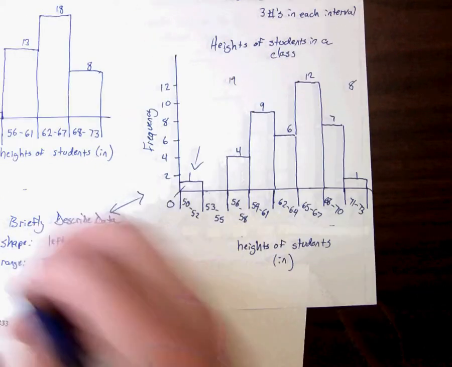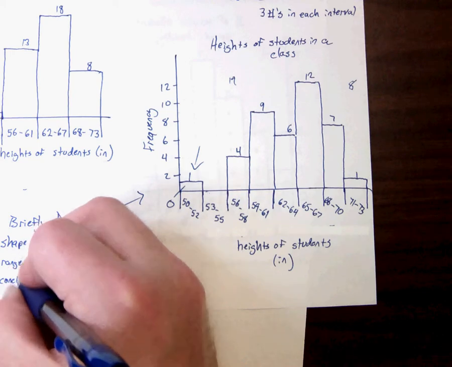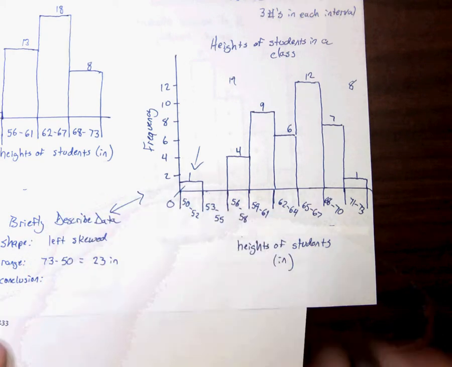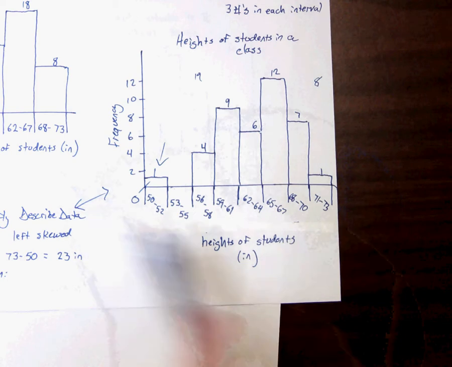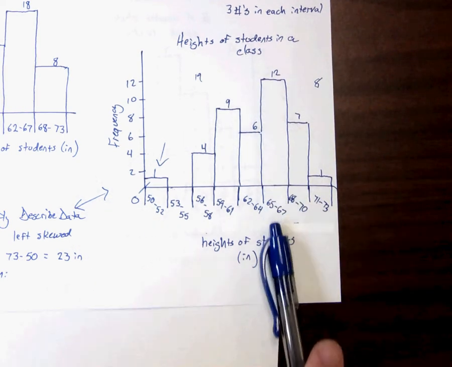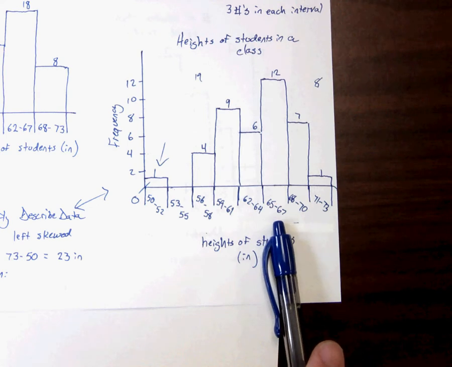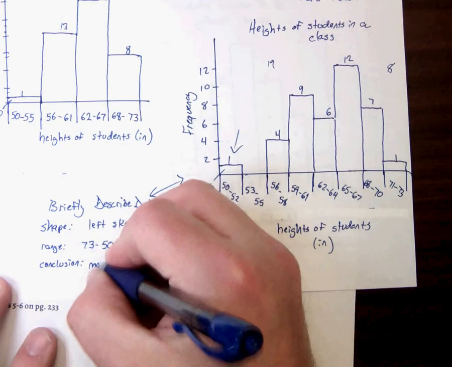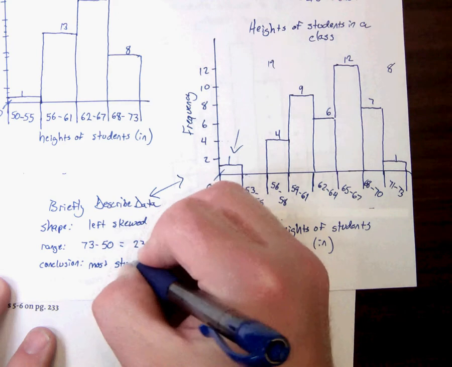Next, conclusion. Our conclusion is what sticks out right here. Most of the students are 65 to 67 inches tall. So most students are 65 to 67 inches tall.